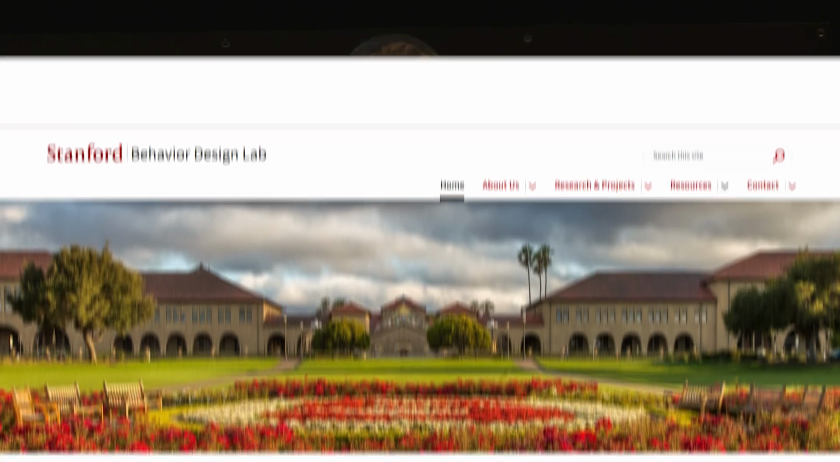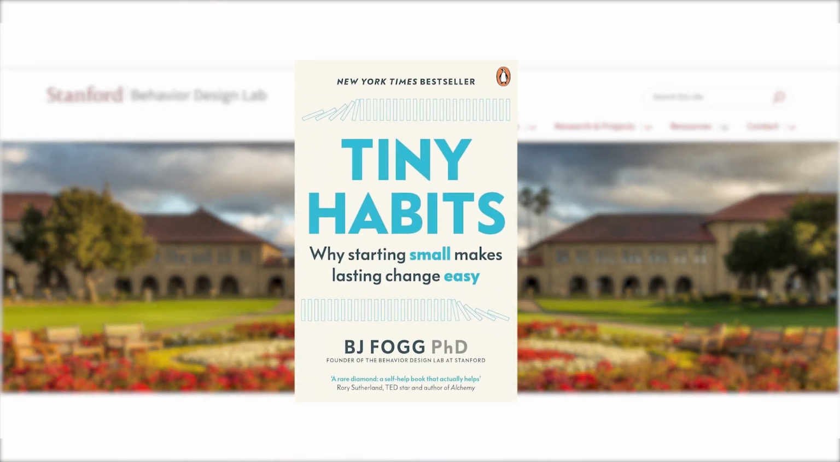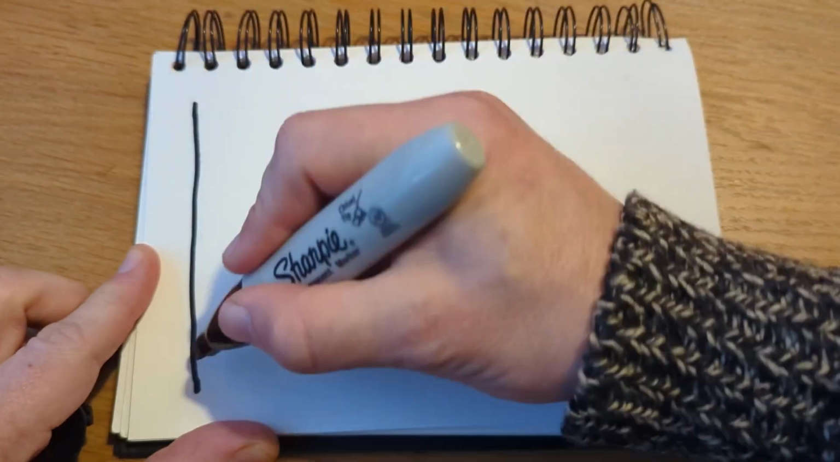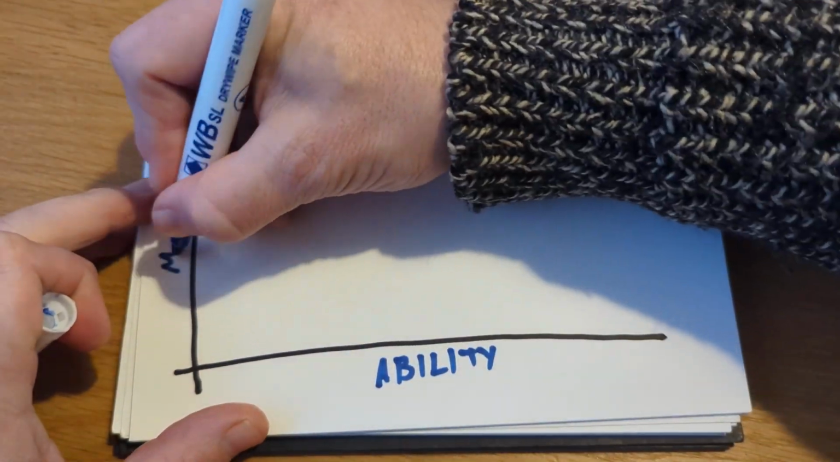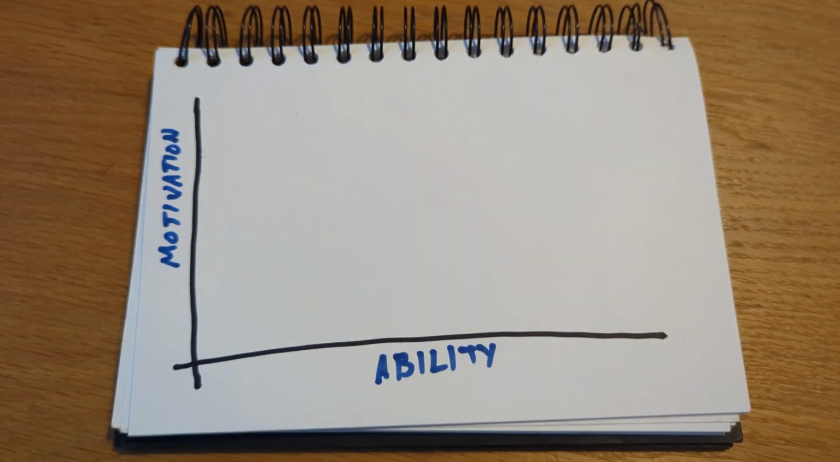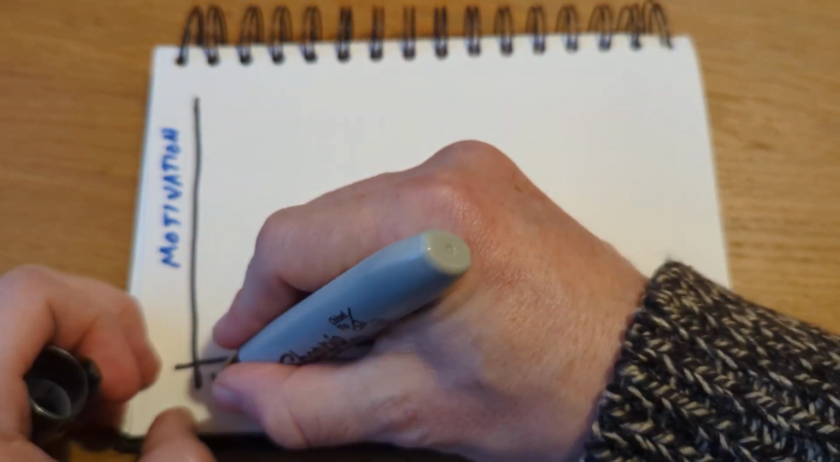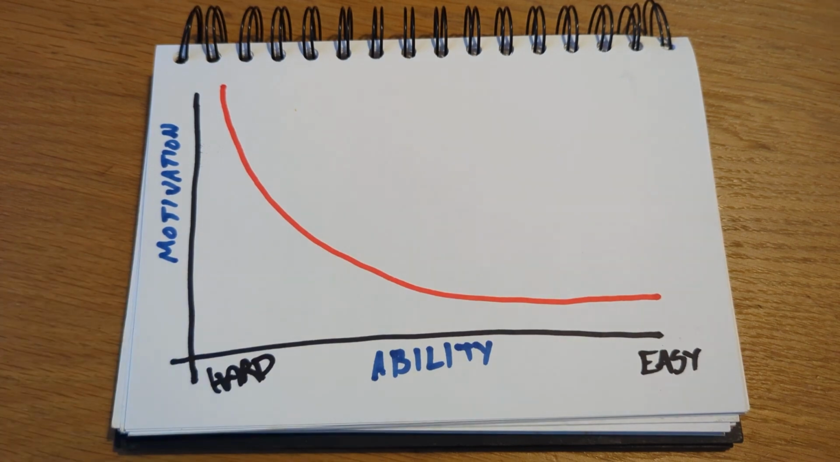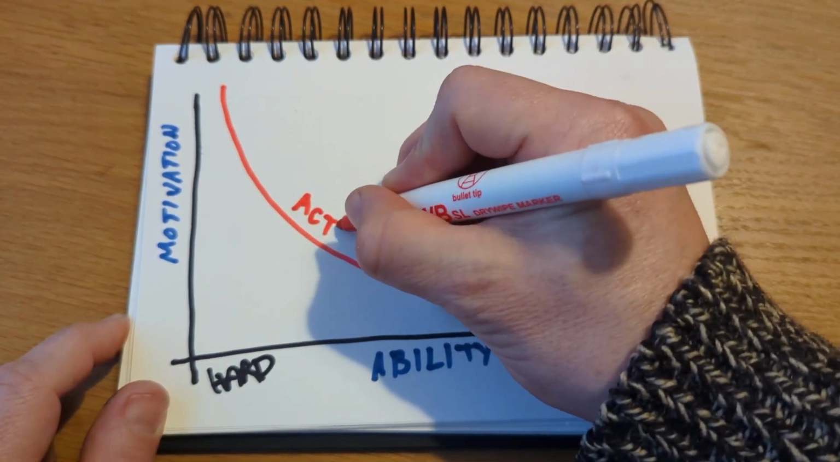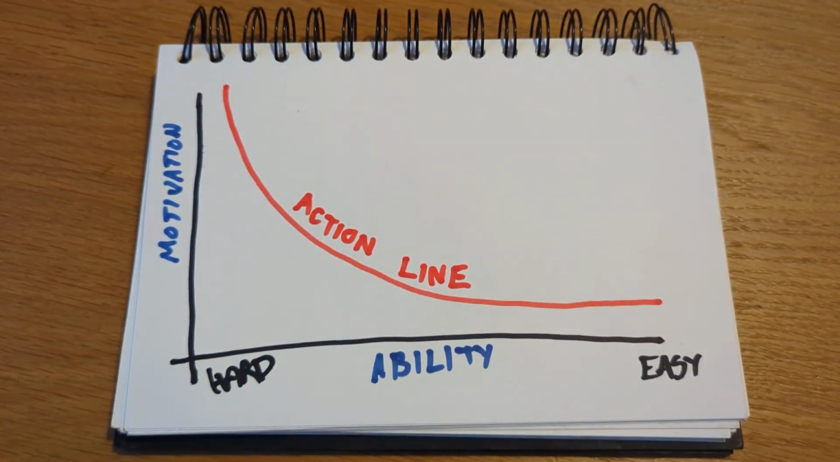And to understand why, I think it's helpful to look at how BJ Fogg, who's the founder and designer of the Stanford Behavior Lab, as well as the author of Tiny Habits, talks about habit formation. Fogg says that you can plot almost any behavior you're going to perform onto a graph, where your motivation to do it sits on the y-axis and your ability to do it goes on the x-axis. And to form a habit, we need to keep it above this action line, which means we need to be either highly motivated to do the thing or make it very easy to do.